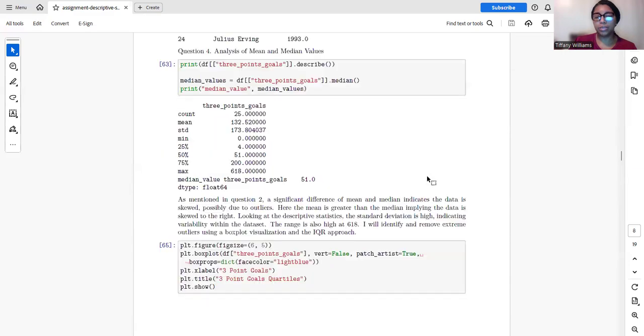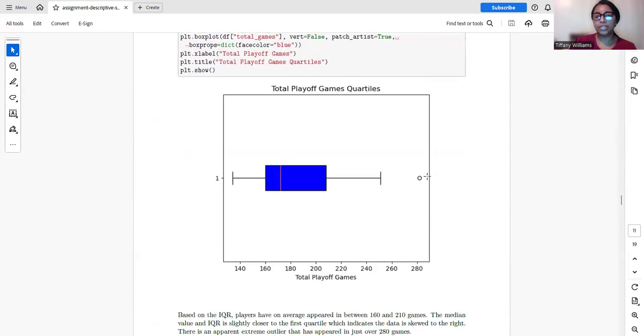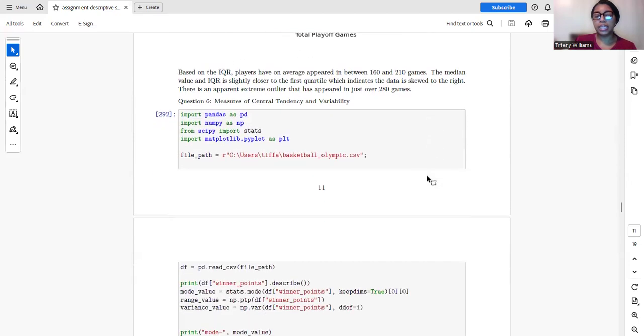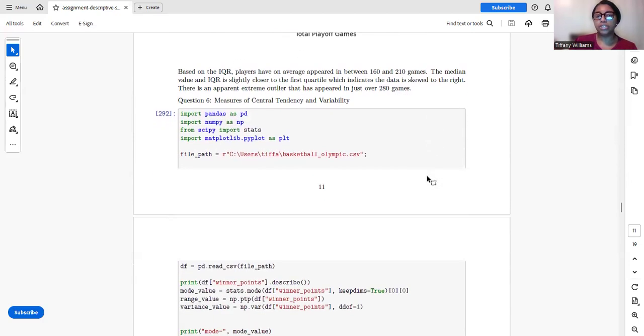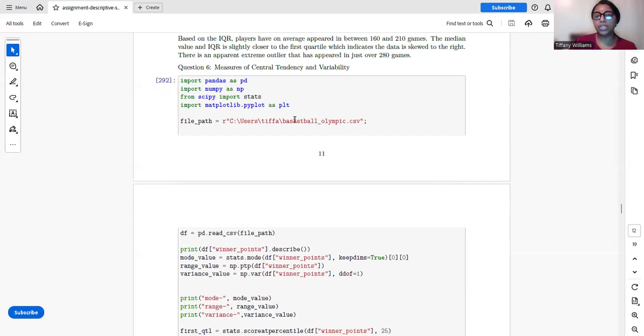As we continue to move through the assignment, question number 6 is based on measures of central tendency and variability. This time I use a different data set. This is the Basketball Olympics data set, based on the points scored by the winners of those basketball games throughout history.